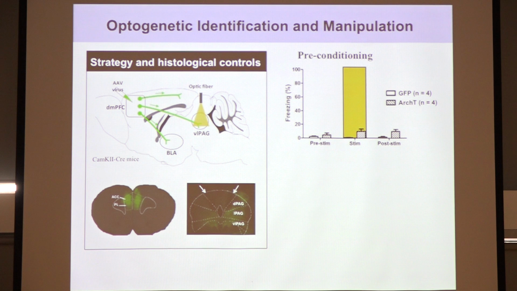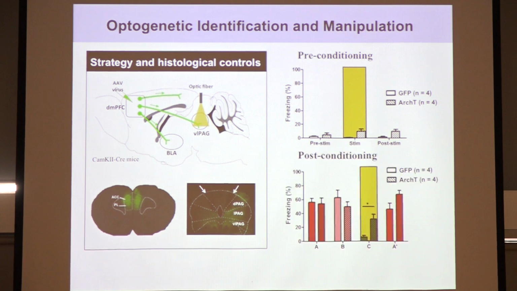So before conditioning, what is the effect of the inhibition of this pathway? Before conditioning, we compare the pre-laser stimulation with the stimulation and the post-stimulation for the GFP animals and the archaerhodopsin-infected animals, and we don't see any change in the locomotor activity. What about post-conditioning? So here you have the A, B, C, A prime. The left bars are GFP, and the right bars are the Arch T.